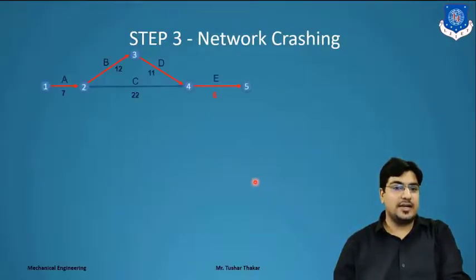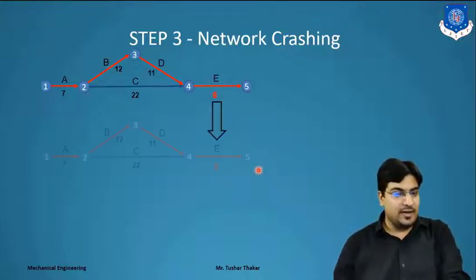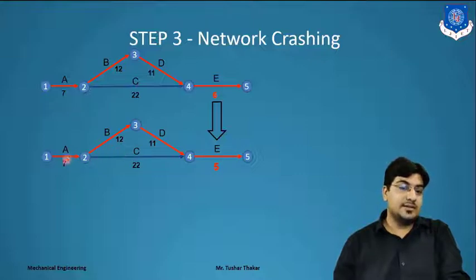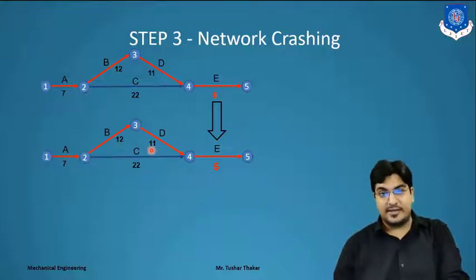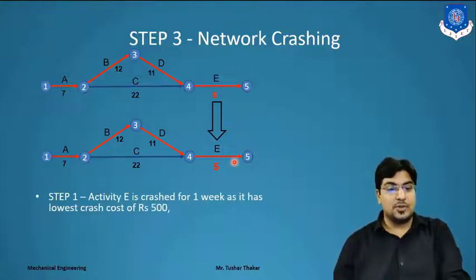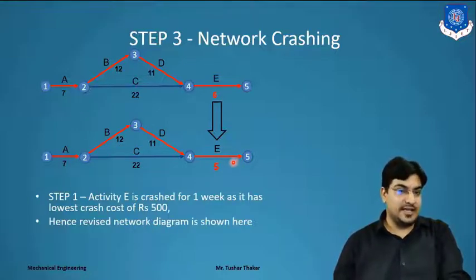First we have to crash the network. We start from activity E, which has the lowest crashing value, that is 500. So we crash it by 1 week, as mentioned. So we get 1 week reduction. What is the new critical path? That is the same critical path, ABDE. And what is the new cost? That is 7 plus 12, that is 19, plus 11, that is 30, plus 5, that is 35. So we reduced 1 week in it. That is the first reduction.